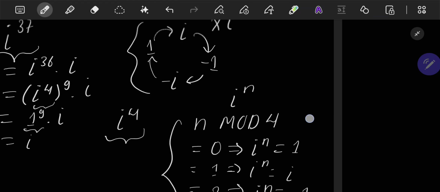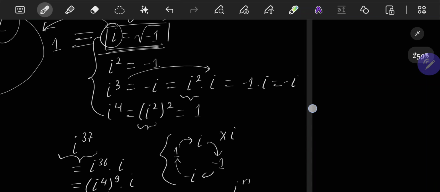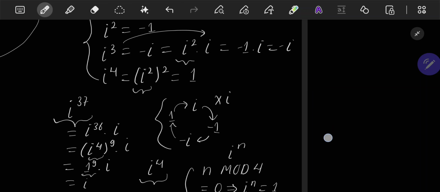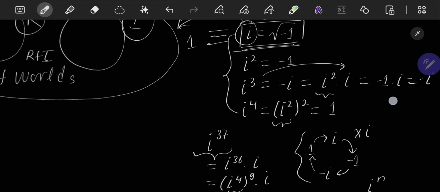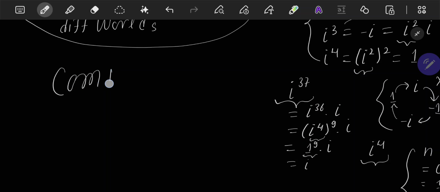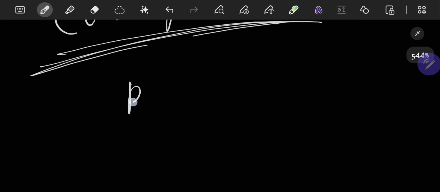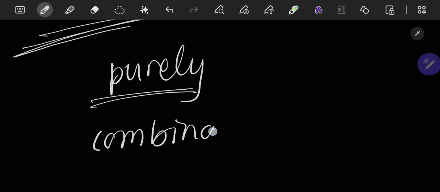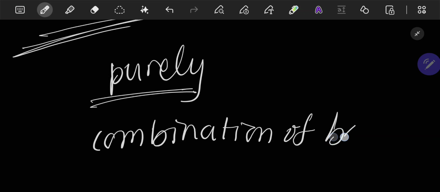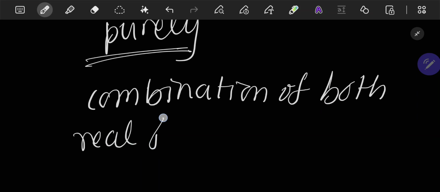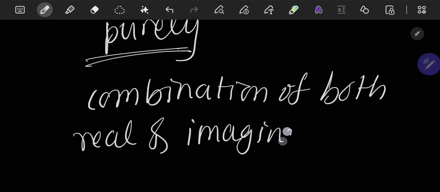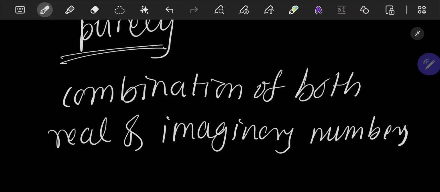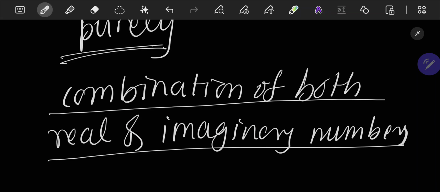Now, this was all we need to know about the imaginary unit in order to understand some of the fundamental things in complex numbers. Now we move on to complex numbers themselves. So complex numbers are a combination of both real and imaginary numbers.